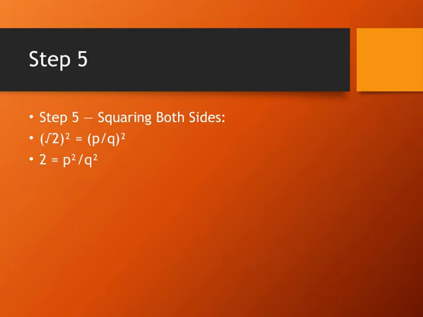On the other side, squaring p over q means we square both numerator and denominator separately, giving us p² over q². So the key point here is that squaring both sides helps us eliminate the radical on the left, making our equation easier to work with. This step is crucial because it allows us to move forward with our proof by connecting the properties of squares and roots. Remember, this step is part of the overall process to show whether square root 2 can be expressed as a ratio of integers, which is what we're exploring in this proof.